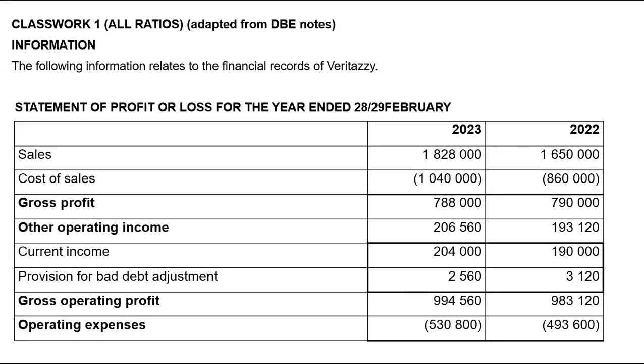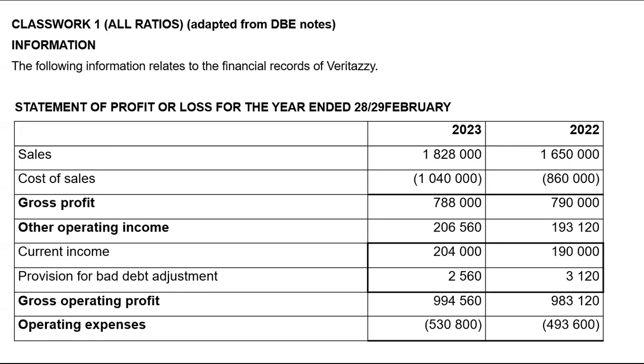Milan. Today I will start with housework one, which is more about ratios. It was adapted from the DBE notes, and the information that is given to us relates to the financial records of Veritas. We are given the statement of profit or loss for the year ended 28th or 29th of February. For 2023, we also have the information for 2022, right?